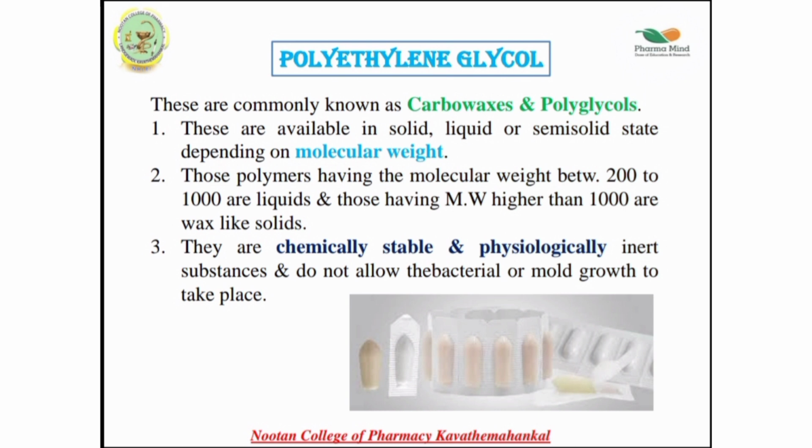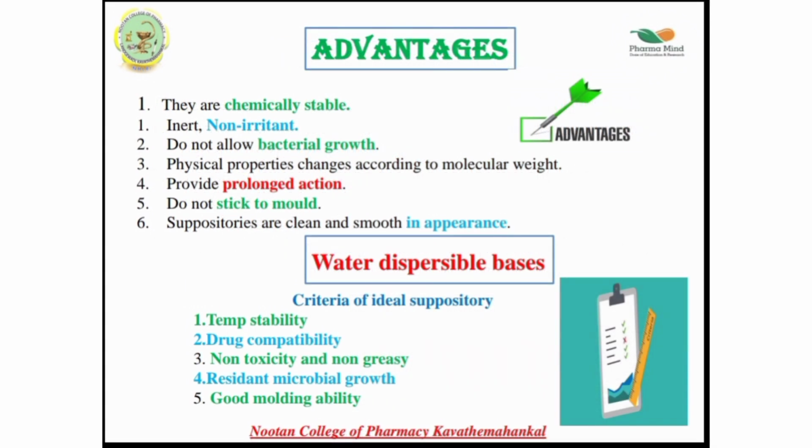Several combinations of polyethylene glycol have been prepared for suppository bases having different physical characteristics. An example of this formula can be illustrated by a few suggestions from the work of Collins and Jobs. The advantages of polyethylene glycol: they are chemically stable, inert, non-irritant, and do not allow bacterial growth. The physical properties change according to the molecular weight, they provide prolonged action, and do not stick to the mold. The suppositories have a clean and smooth appearance. This is the best advantage of polyethylene glycol.